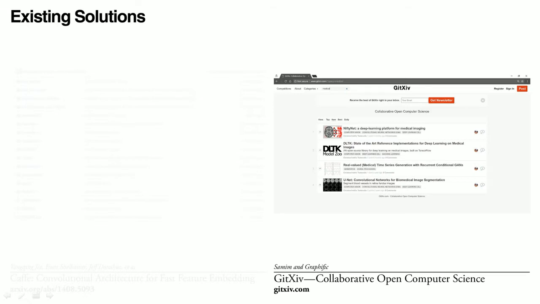GitHub is a hosting service for software version control. A lot of authors choose to put their implementations on GitHub, and that's also kind of a hit and miss. You have a very wide range of documentation rigor, which means that the re-implementation is non-trivial.